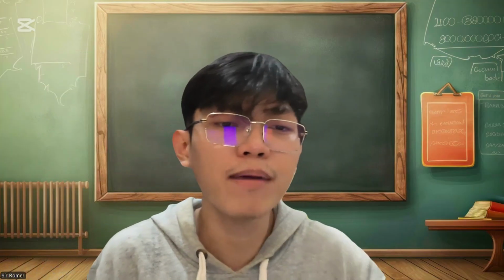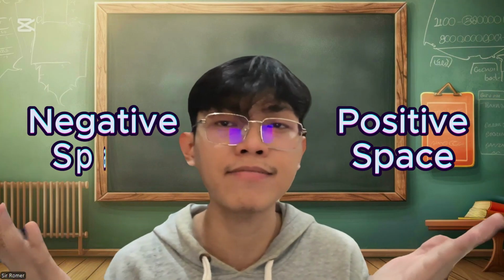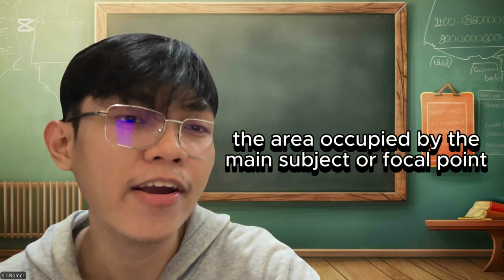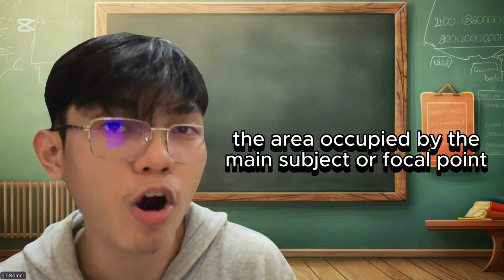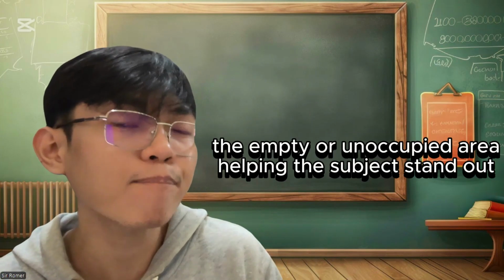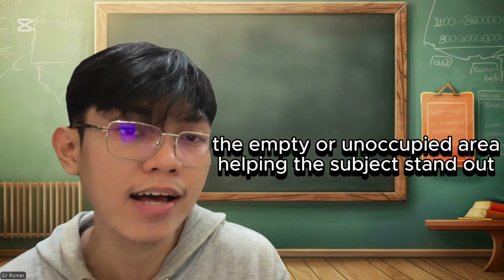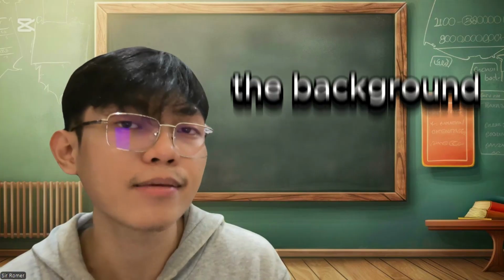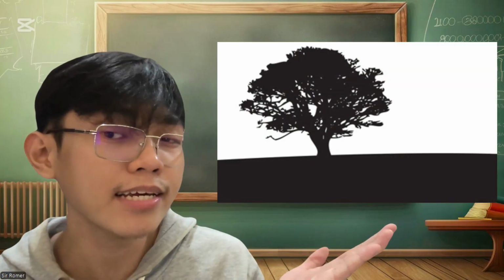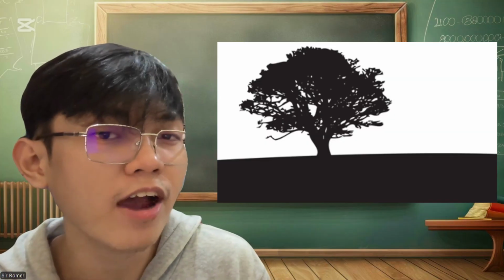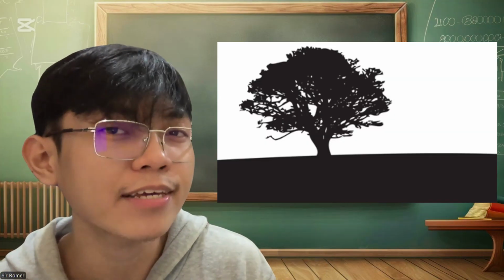Now, let's talk about positive and negative space. When we say positive space, it is the area occupied by the main subject or focal point, while negative space is the empty or unoccupied area helping the subject stand out. In other words, it is the background. In this image, the tree occupies the positive space, while the white background represents the negative space.